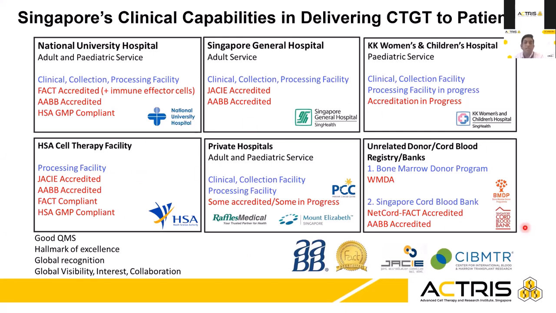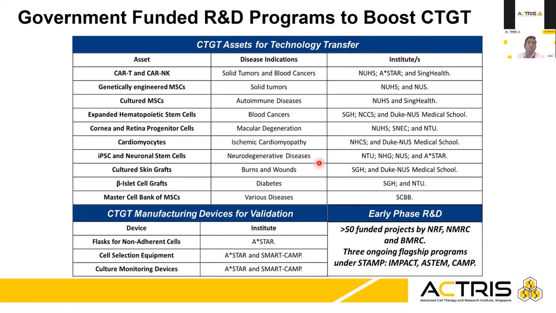On top of our clinical infrastructure, we do have cell registries, cell banks, and we are developing further cell banks and registries that will enable us to manufacture CAR T cells faster and at a cheaper rate in the near future. There are a number of government-funded R&D efforts that are taking place across all the major academic universities, research institutes, and academic medical centers.